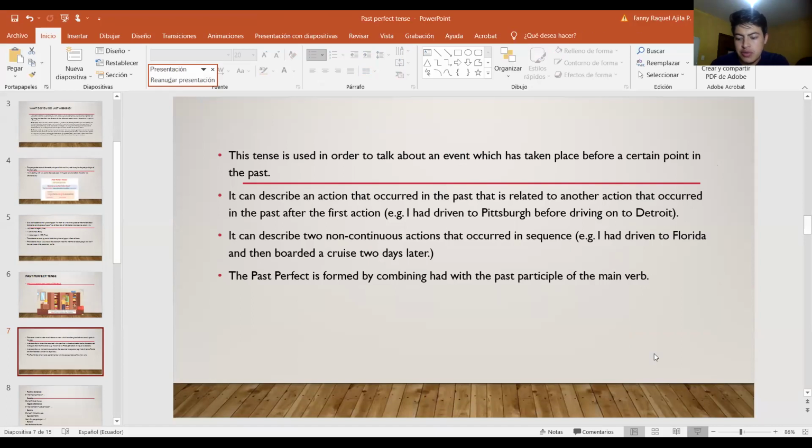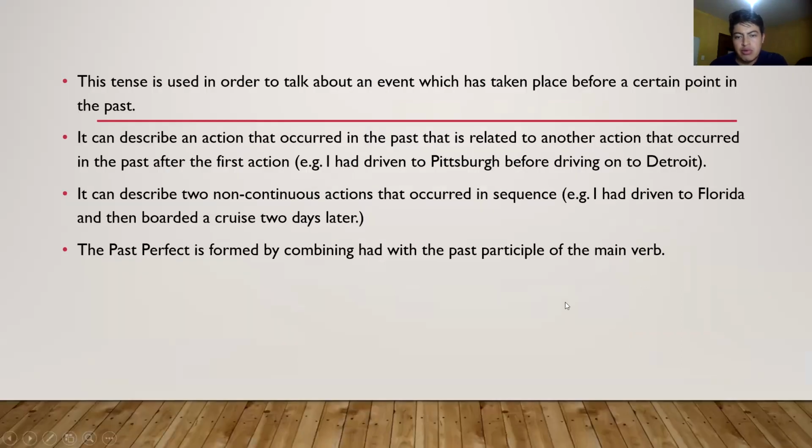I'm going to give you more keys for the past perfect. This tense is used to talk about an event which has taken place before a certain time in the past. This can describe an action that occurred in the past that is related to another action that occurred in the past after the first action. Example: I had driven to Pittsburgh before driving to Detroit.